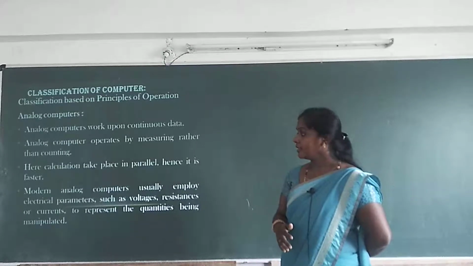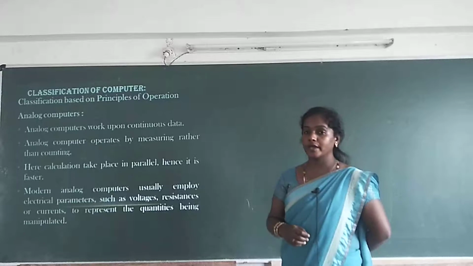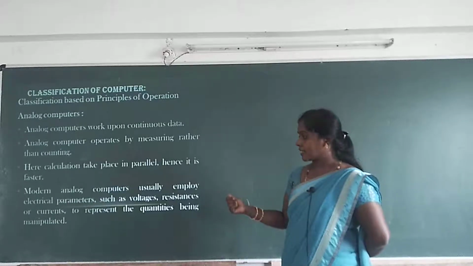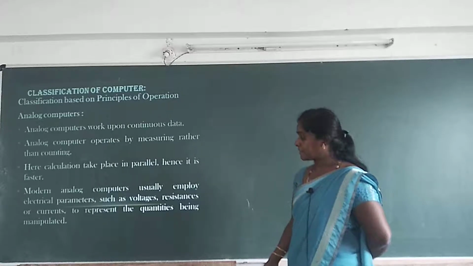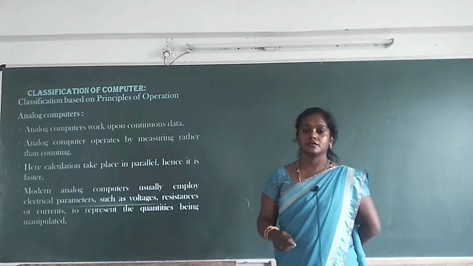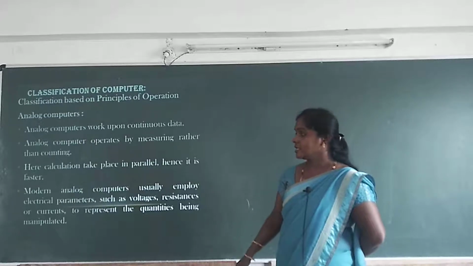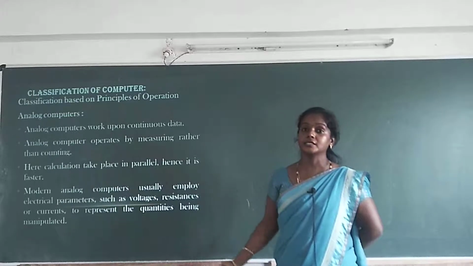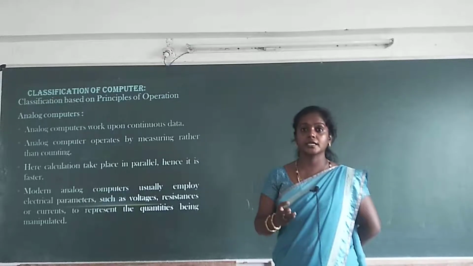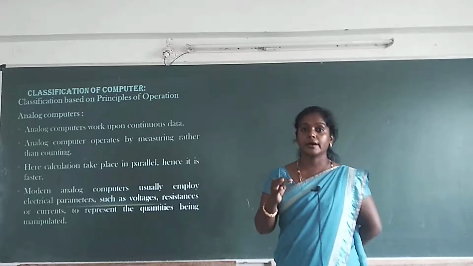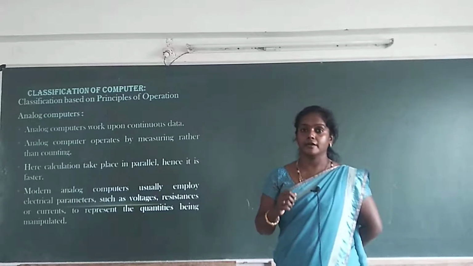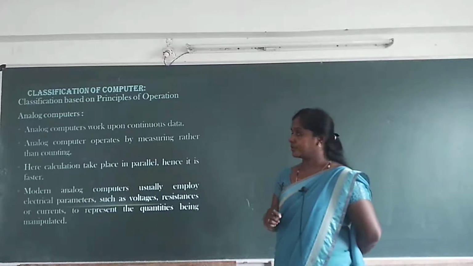The modern analog computers usually employ electrical parameters such as voltages, resistance, currents to represent the quantities. To represent the quantities, we use these analog computers. Where do we use these analog computers? In measuring the current or resistance, power, current or any continuous data. We use these analog computers.